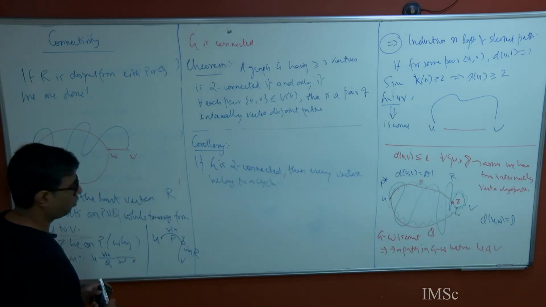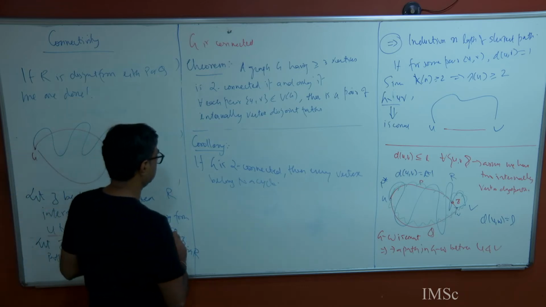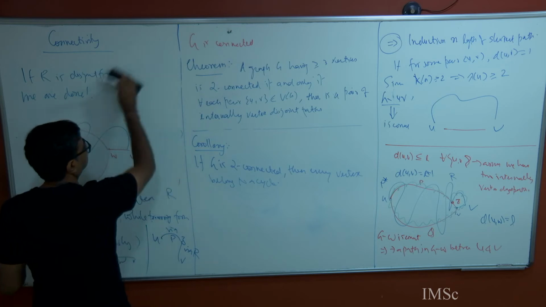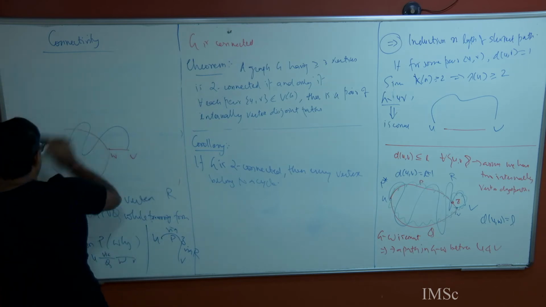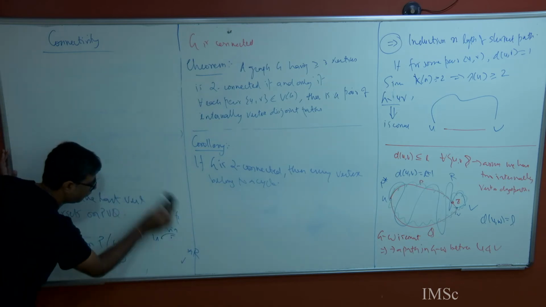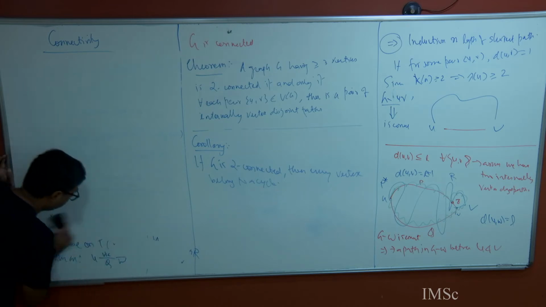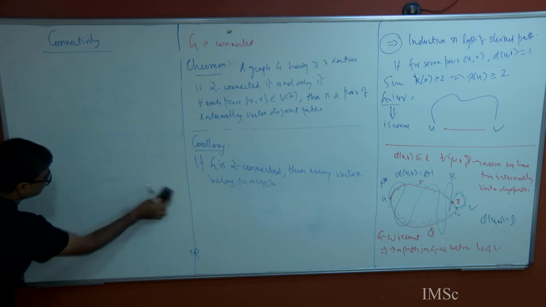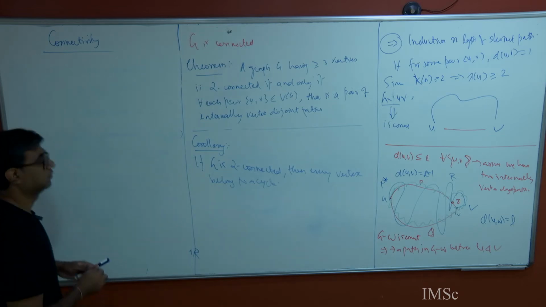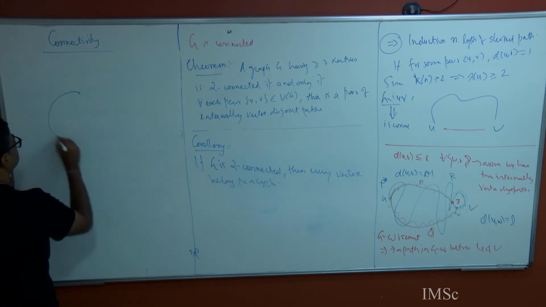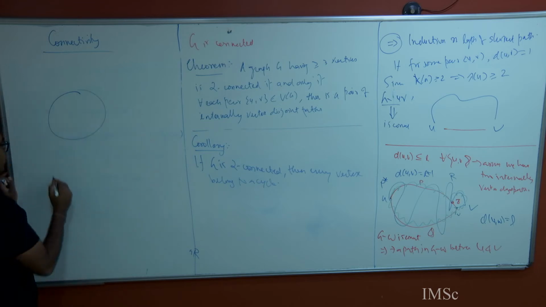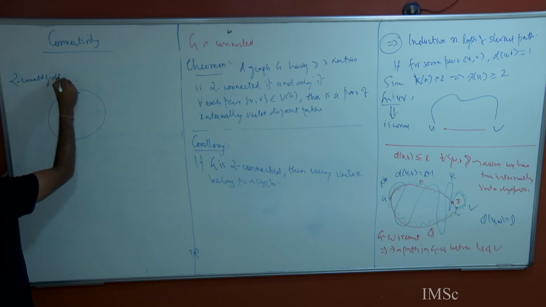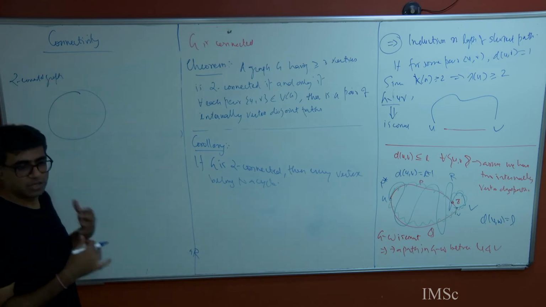So, if I ask you, how do you think we can obtain any 2 connected graph starting from a cycle? This is a cycle which is a 2 connected graph. What do you think, what operations can be employed on this?